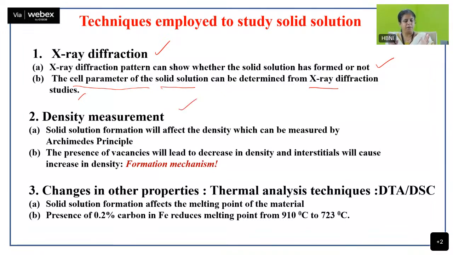By density measurement, solid solution formation will affect the density. Why? For example, a very logical thing: if you're getting cation vacancies and anion vacancies, it will lead to a decrease in density from the density that you have calculated theoretically, which you think it should be. If interstitials are there, it will increase the density.